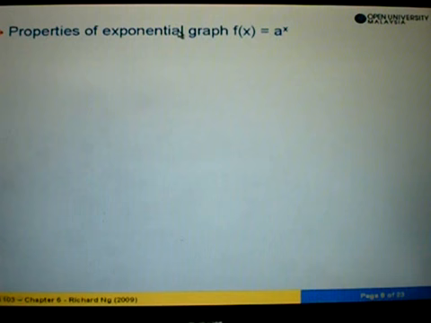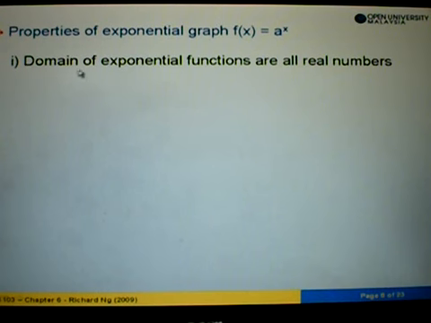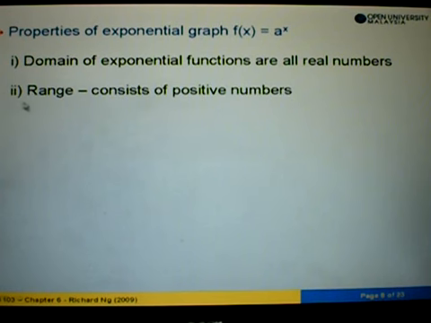Now let's look at the properties of the exponential graph, where we are given f(x) equals a to the power x. So first, the domain of exponential functions is all real numbers, which means that the domain is from negative infinity to positive infinity. And then second, the range consists of positive numbers only, where the y-intercept is always at y equals 1, or the point (0, 1).